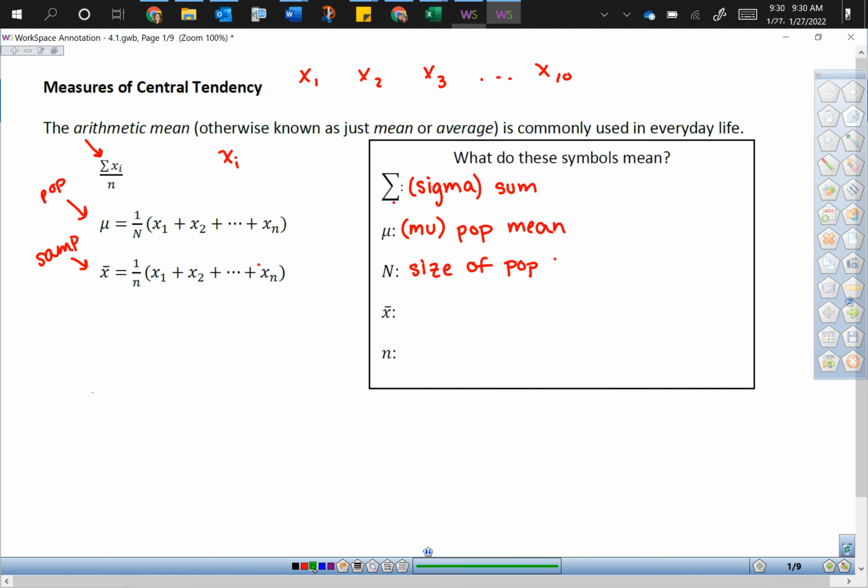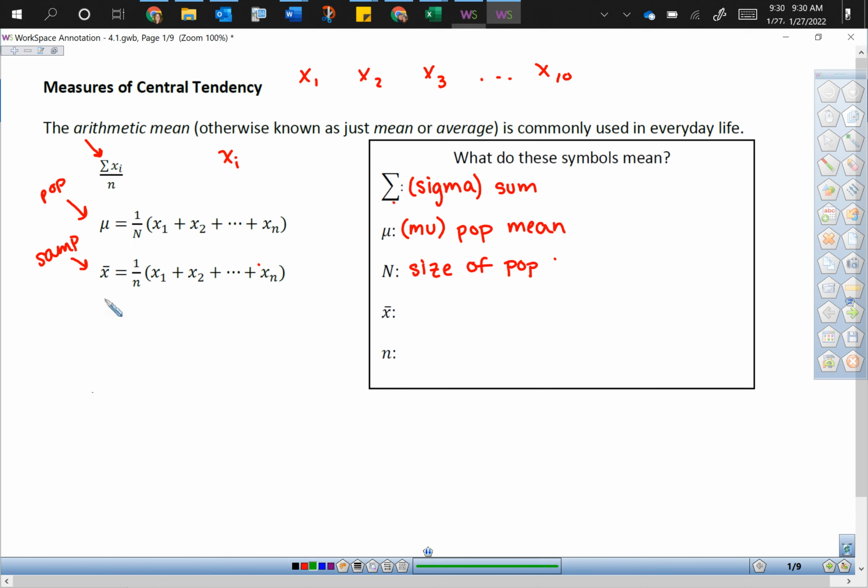Or some people say the number of terms in the population. It's just however many numbers that you have, right? The size of the population. So this is literally just average. You add them all together, you divide by how many there are, just like normal. That's just how we write the formula.